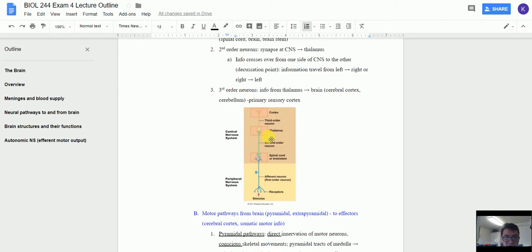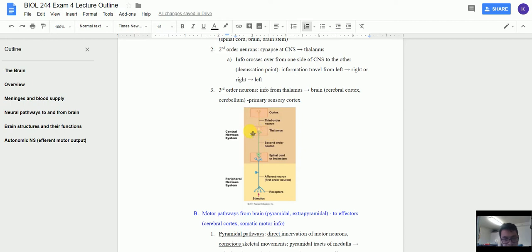So here's a figure I found online to help you guys visualize these orders. We start at the peripheral nervous system, where a stimulus stimulates our receptors, then to an afferent neuron, the first order neuron. It's a little neuron right here. Then to the spinal cord or brain stem. This is the first synapse, by the way. Then we go through a second order neuron to the thalamus.